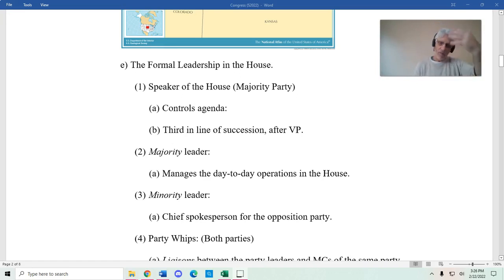The next person in terms of the formal hierarchy is the majority leader. Again, the majority leader is called the majority leader because they are a member of the majority party. And they're the ones who manage the day-to-day operations of the House. They're like the manager in a warehouse who's making sure everything is happening. The speaker's off in her office strategizing and doing other things. The majority leader is handling the day-to-day operations. There's also a minority leader. The minority leader is the chief spokesman for the opposition party, the minority party. They don't have very much power, and so mostly they complain a lot about the fact that they don't have very much power, but that's their job.